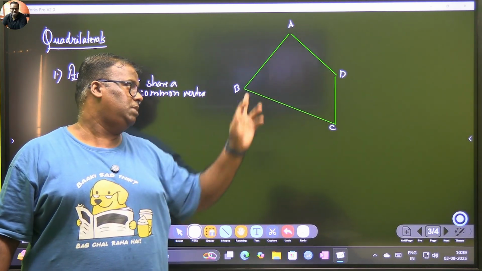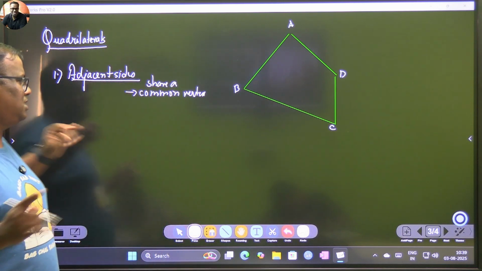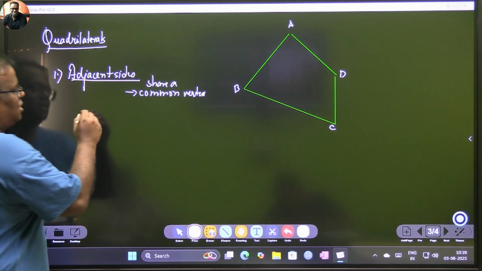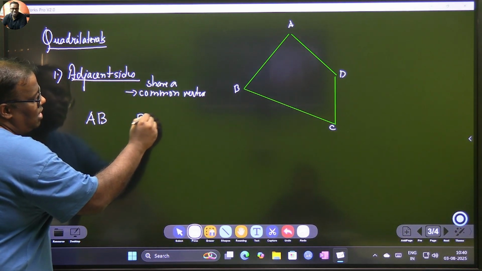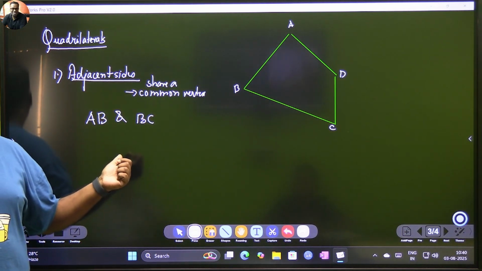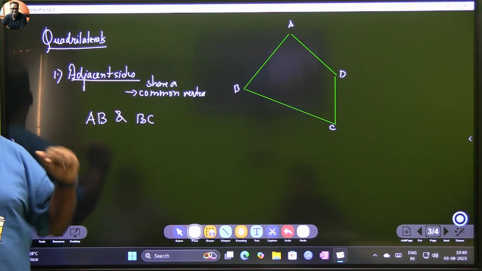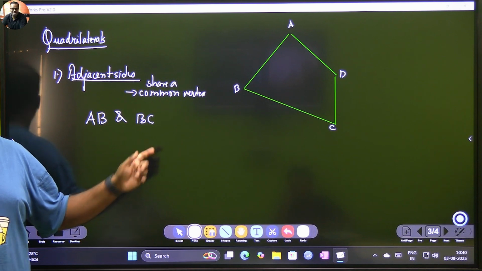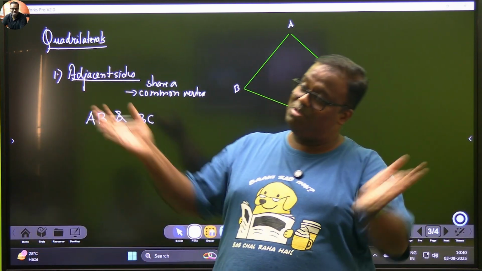If you see AB and BC, they share a common vertex B. And it is easy this way too. Suppose common sense. I'll tell you common sense, and this will be very interesting. Don't look at the figure. AB and BC. Somebody says, are they adjacent sides of a quadrilateral? I don't need to look at the figure. Is there a B in this? Yes. Is there a B in that? Yes. They share a common vertex. That's how AB, BC came, no?